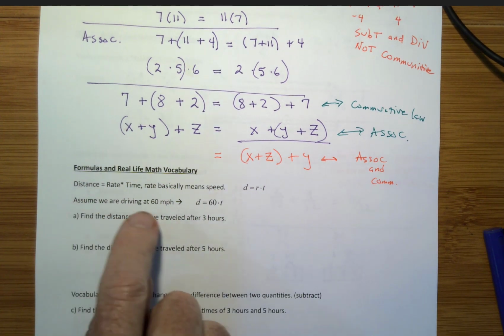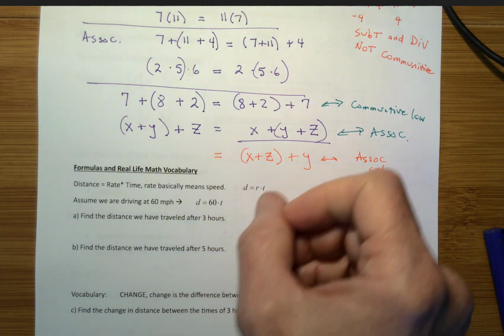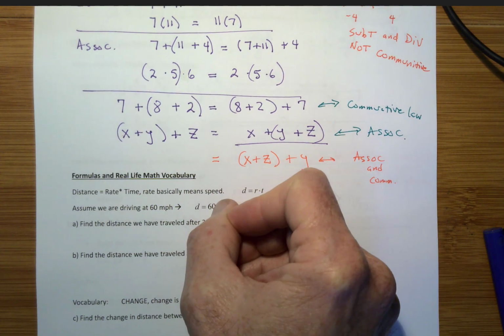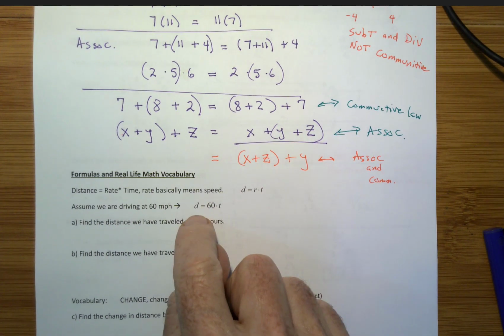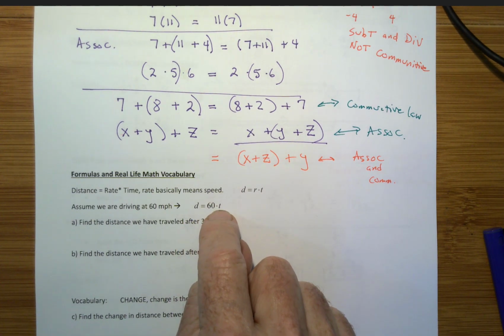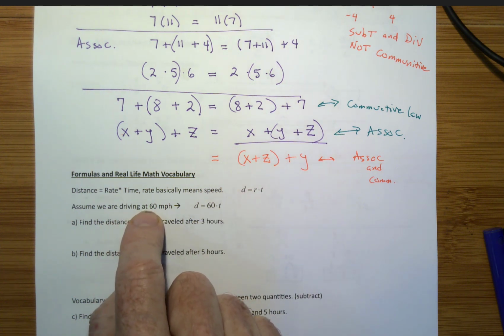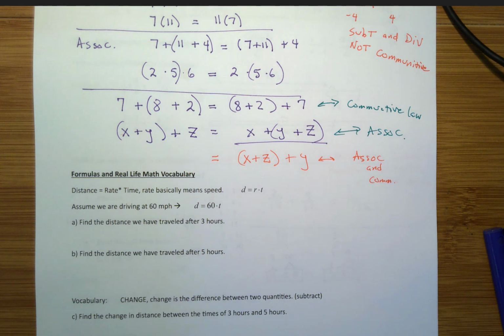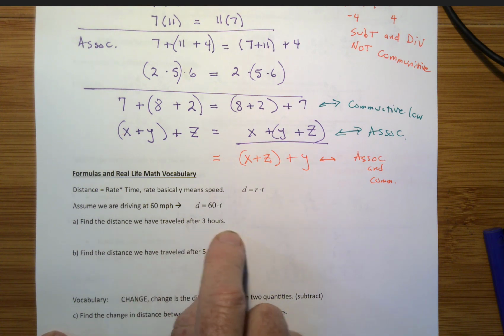Now, let's assume we're driving our car and we're going 60 miles per hour. So we can take the R out and put in the 60 miles per hour. And now the formula is just D equals 60 times T. That's when we're driving our car 60 miles per hour. So what I'd like you to be able to find is the distance we've gone if we've been traveling for 3 hours.